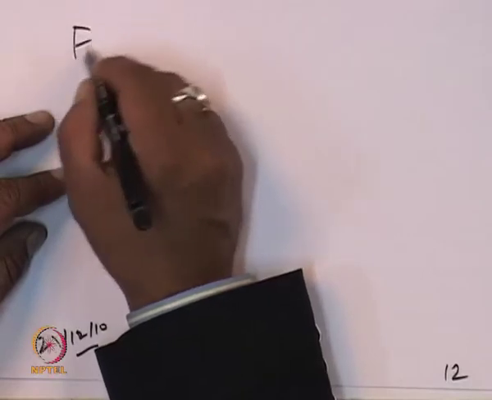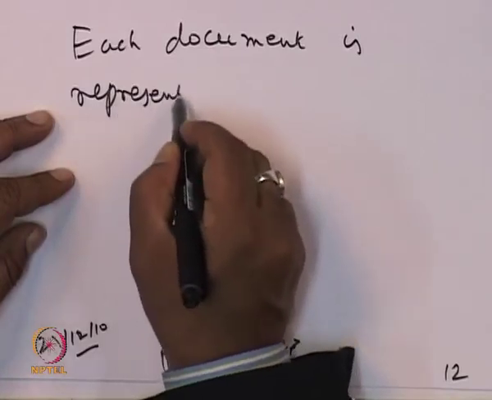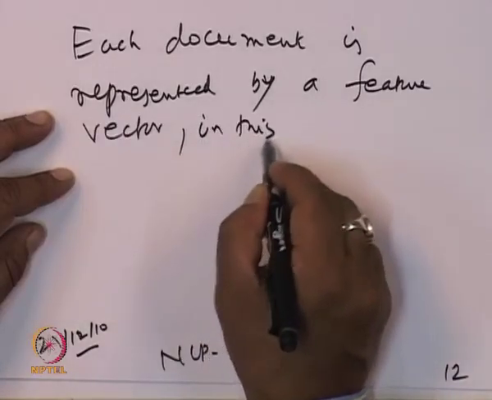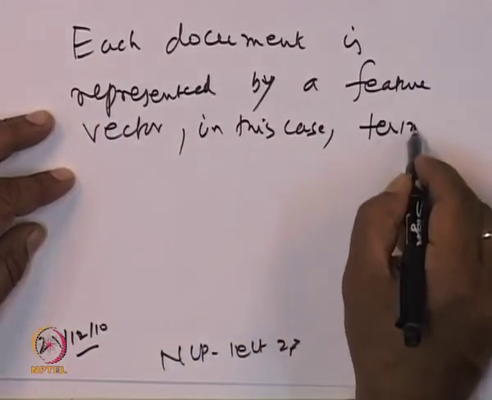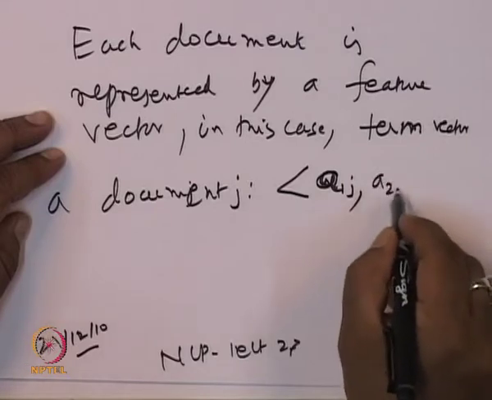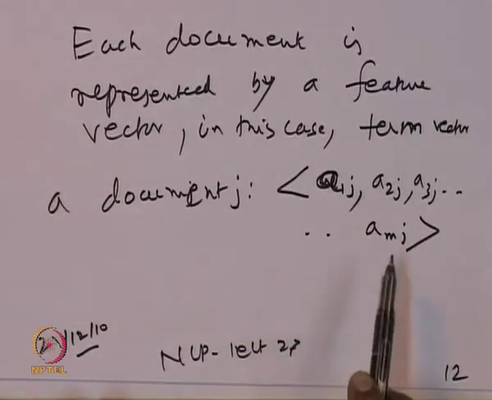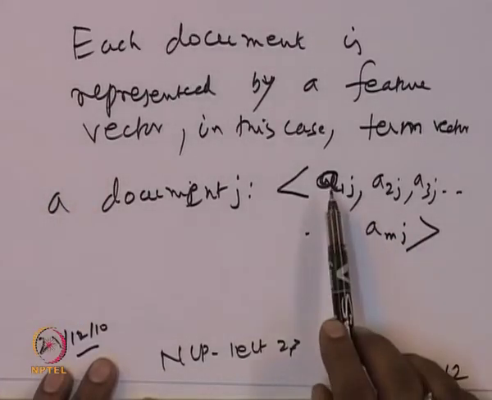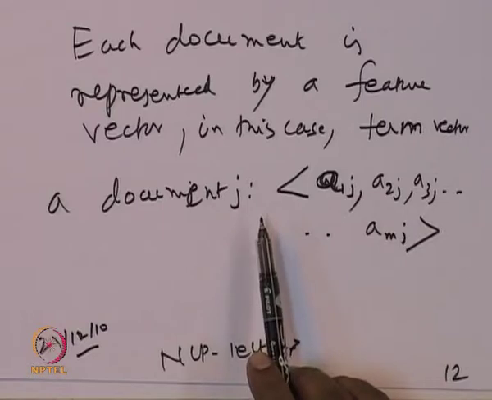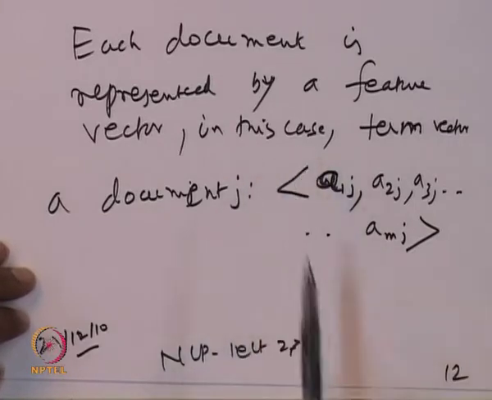Now, each document is represented by a feature vector, and in this case the term vector. A document j is represented by A1j, A2j, A3j up to Amj, the weightage of the terms W1, W2, W3 up to Wm in the document Dj. So, each document has become a feature vector, and the decision is made based on this feature vector.